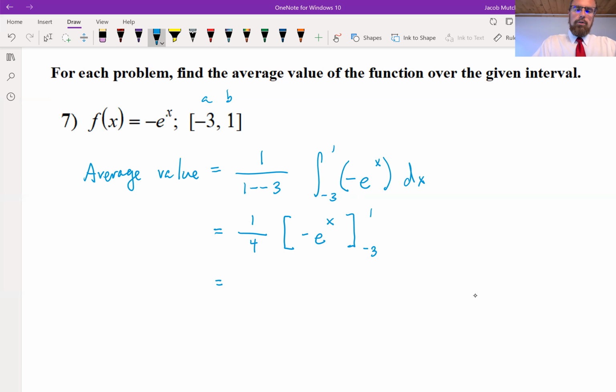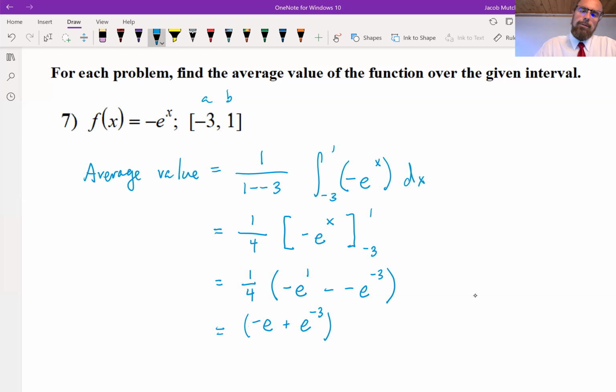So this becomes 1/4. I'm now ready to substitute in my limits of integration. So that's going to be negative e to the power of 1 minus negative e to the power of negative 3. All we've got to do now is reduce down and simplify. So this is now going to be 1/4 times this expression, which I can reduce down to negative e plus e to the power of negative 3.